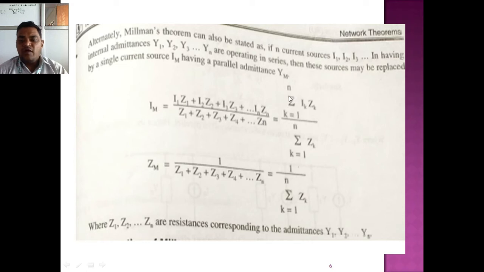So we write here the summation of k equal to 1 to n of Ik Zk upon the summation of k equal to 1 to n of Zk. In case of Zm, it is equal to 1 upon Z1 Z2 Z3 up to Zn, which is equal to 1 upon the summation of k equal to 1 to n of Zk. So the value of k will be varying from 1, 2, 3, 4 up to n, and that value is again varying from 1 to n.